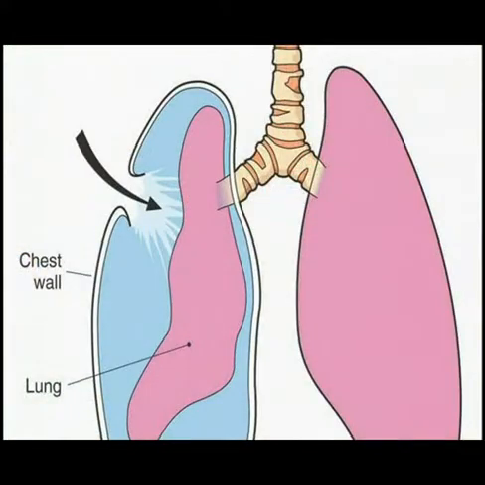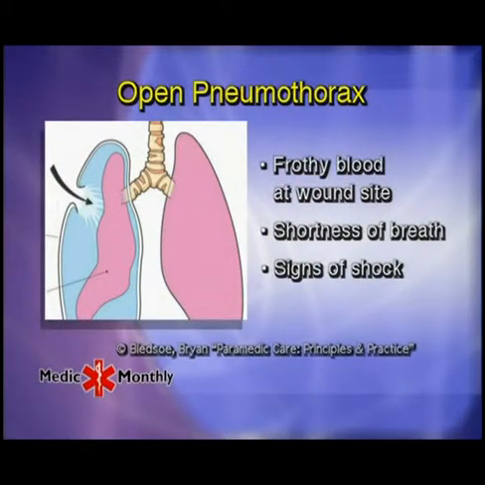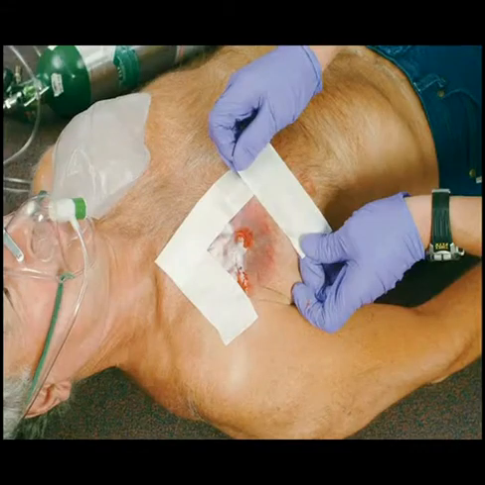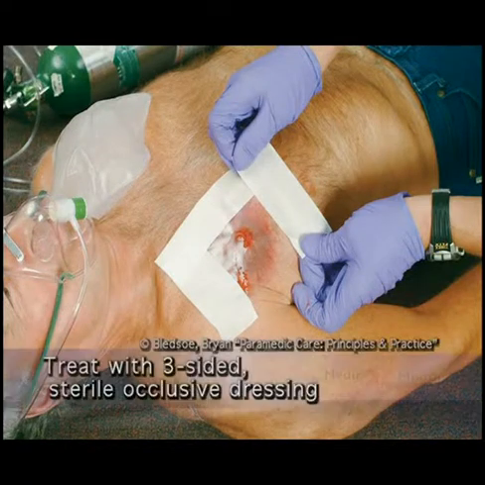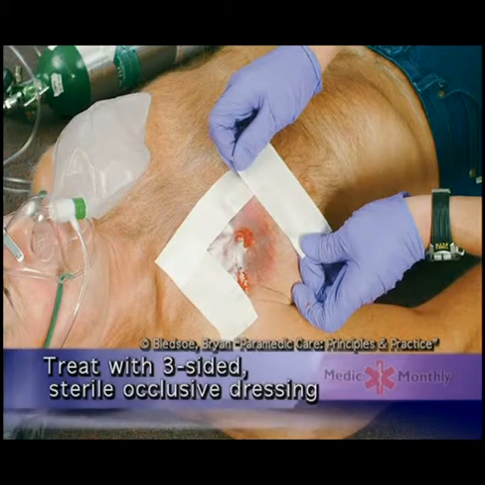An open pneumothorax, although more common in penetrating chest trauma, is also potentially deadly. Quick recognition and treatment are both critical. Symptoms of an open pneumothorax may include frothy blood at the wound site, shortness of breath, and signs of shock. This wound, often known as a sucking chest wound, should be treated with a three-sided, sterile, occlusive dressing.